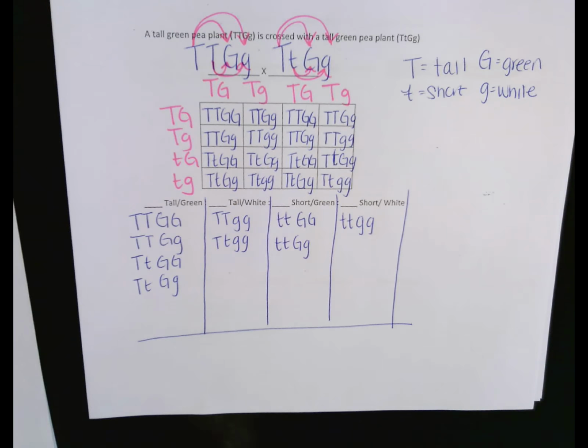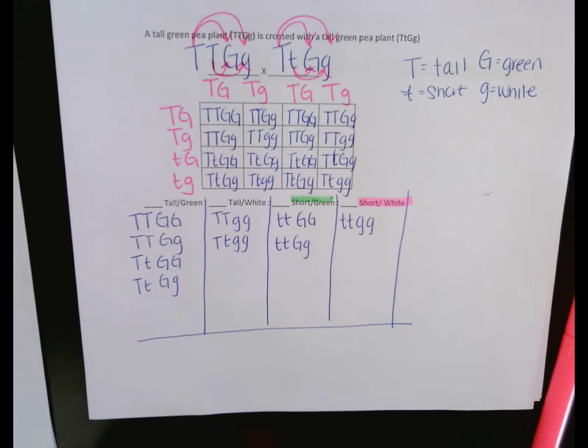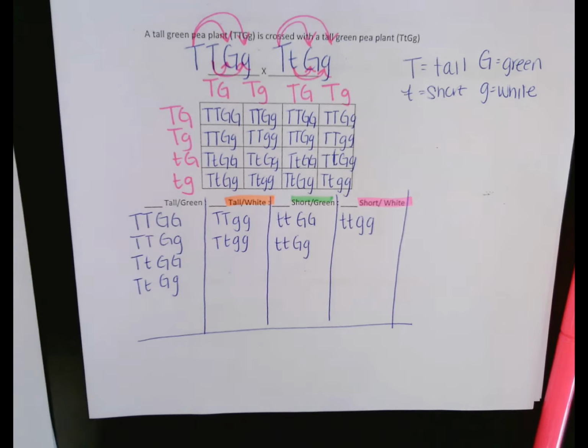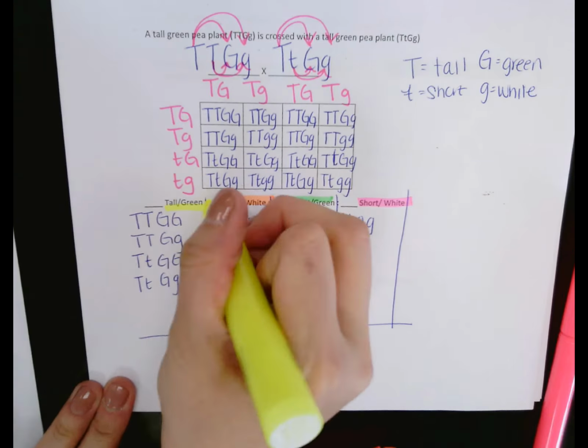What I like to do now is go ahead and highlight our options. So let's say short and white is going to be pink, short and green is going to be green, tall and white is going to be orange, and tall and green is going to be yellow.